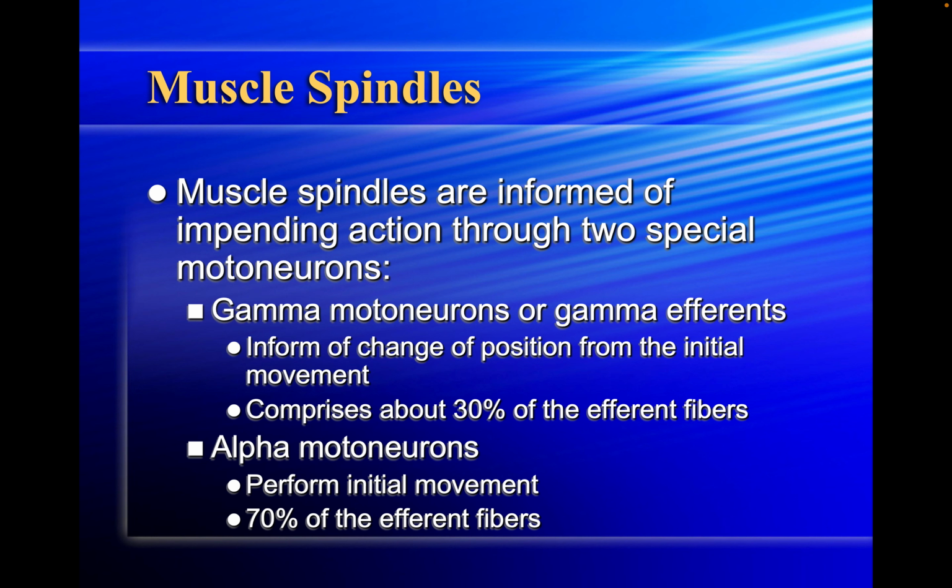Muscle spindles are informed of impending action through two special motor neurons. Gamma motor neurons, or gamma afferents, inform of change of position from the initial movement. They comprise about 30% of the efferent fibers. Alpha motor neurons perform initial movement, 70% of the efferent fibers.